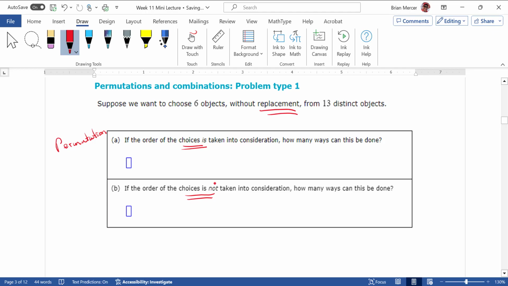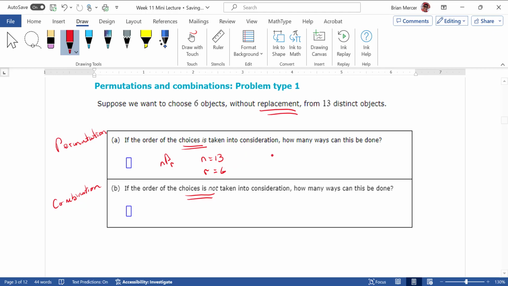And if the order does not matter, then you're dealing with a combination. And so once you have that sorted out, these are really pretty simple. If we want to choose 6 objects without replacement from 13 distinct objects, so that is nPr, where n is 13 and r is 6.